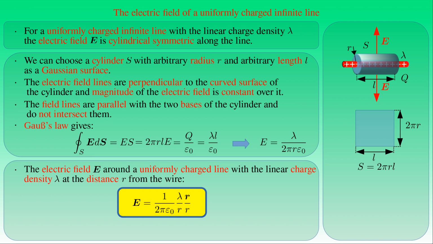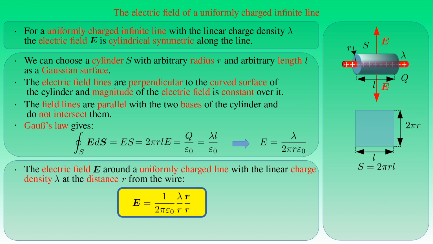Here the vector r is perpendicular to the charged line and points from the line to any given point at the distance r from the line. This result also provides a good approximation for the electric field due to a uniformly charged thin wire with a finite length in the vicinity of the wire, far from its ends.